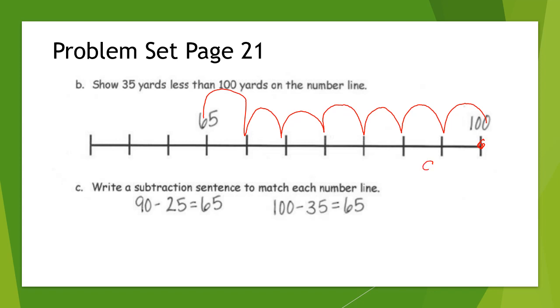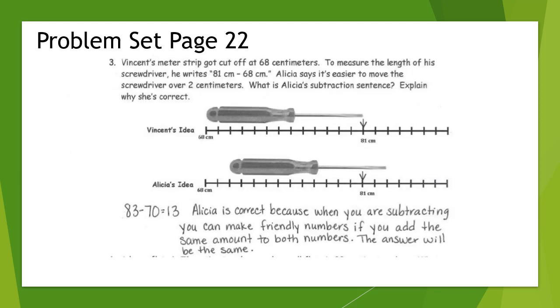The numbers in between: 95, 90, 85, 80, 75, 70, 65. Give yourself a star on page 21 if you got both of those right. Good job, keep it up. Please fill in or make any corrections for ones that you messed up on, and that's okay. These are challenging problems. Turn the page, page 22.